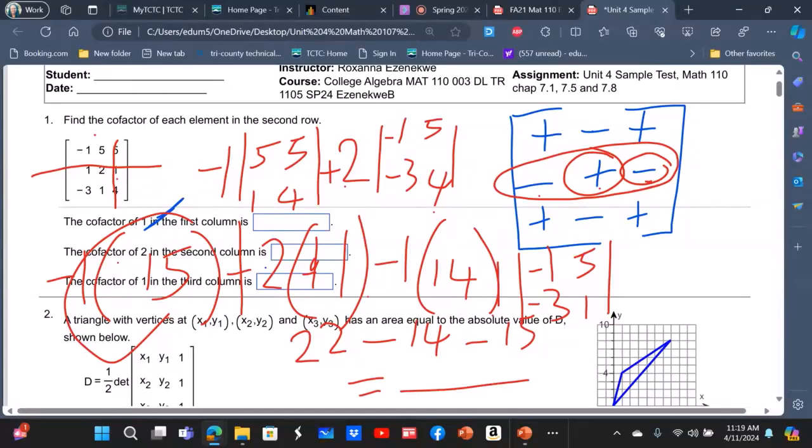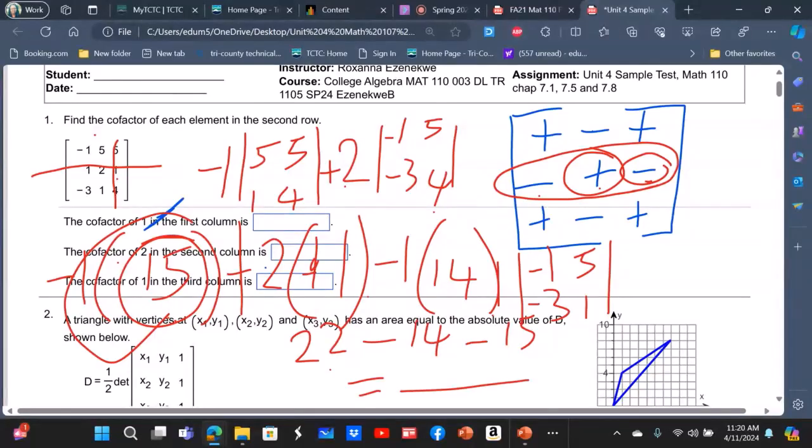Okay, then when you're done, you'll find the one for 1 only is -15. For 1, everybody know this is -15. For 2 is 22. For 3 is -15. So I want you to know that for the first one it is 15. We did the cofactor for 1, it is 15.